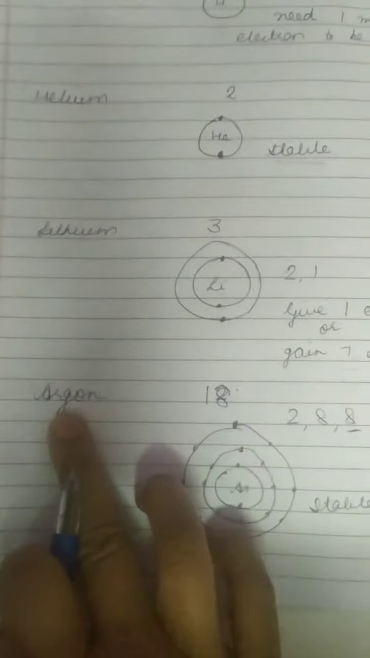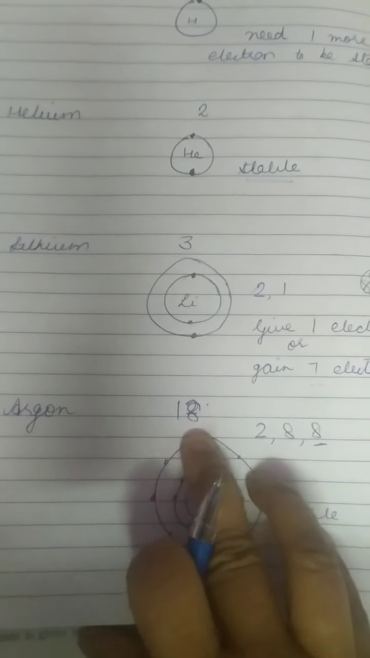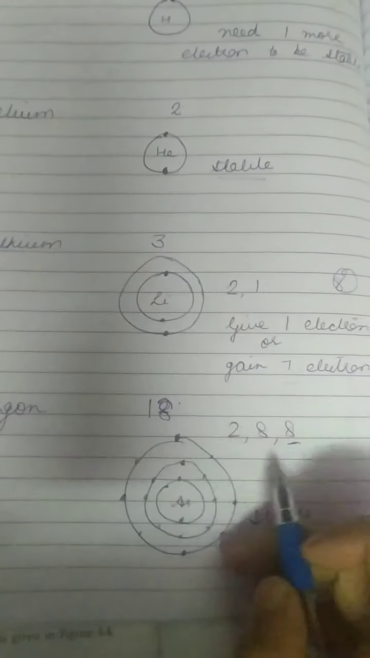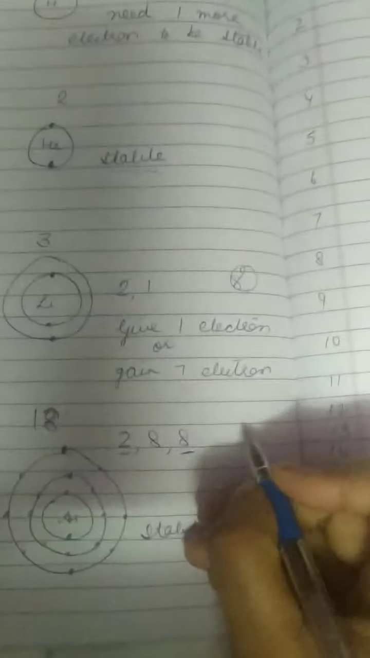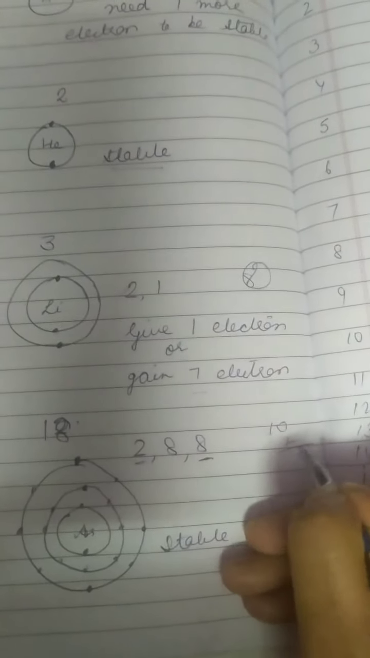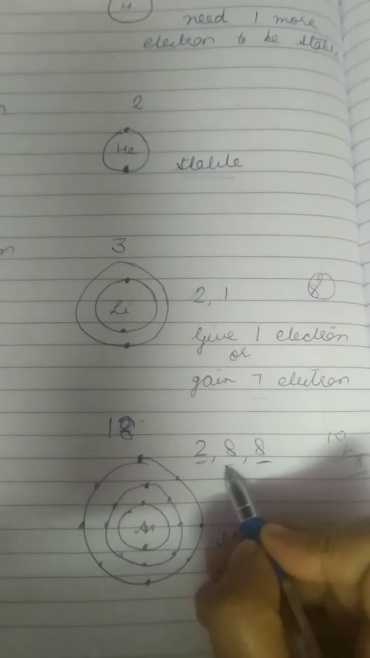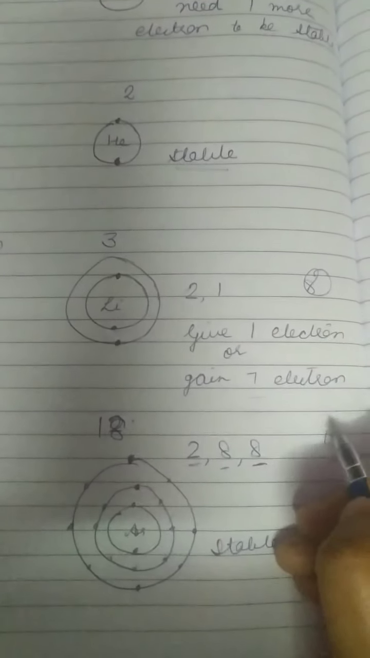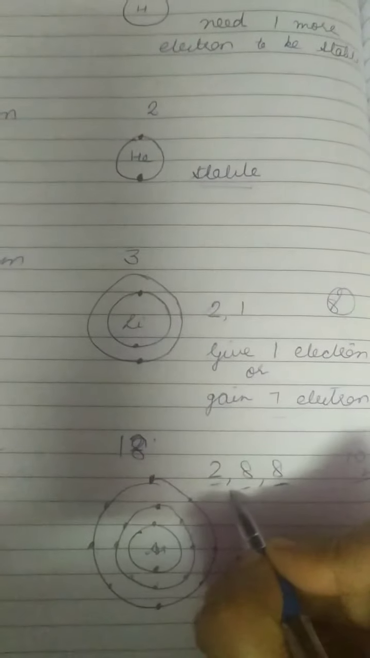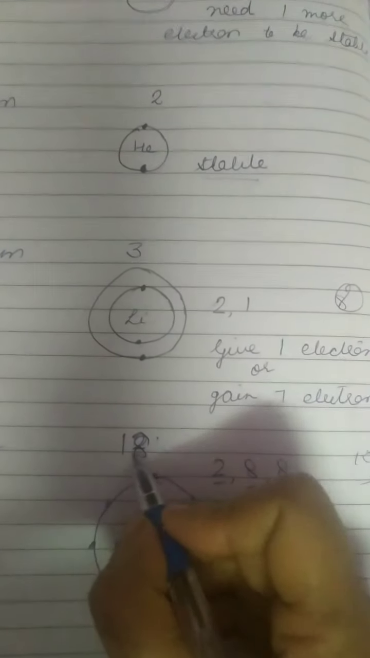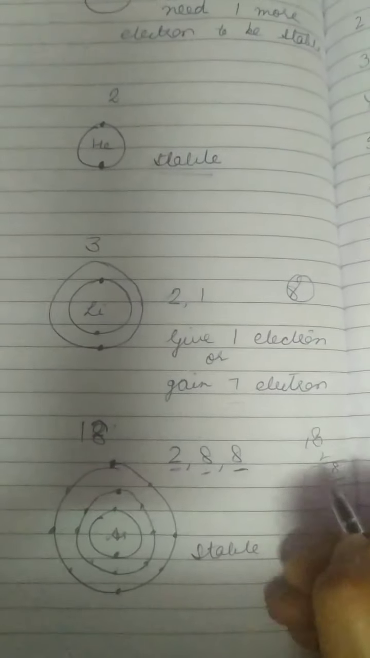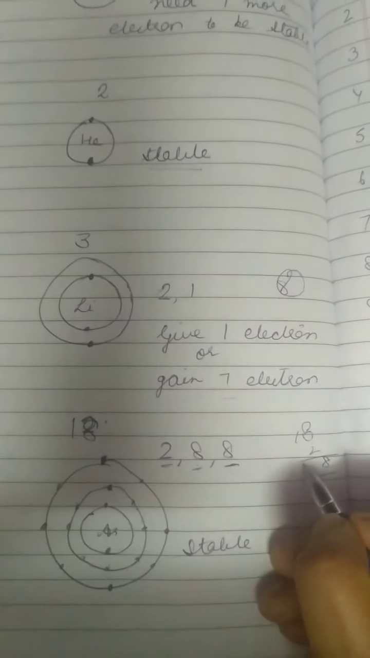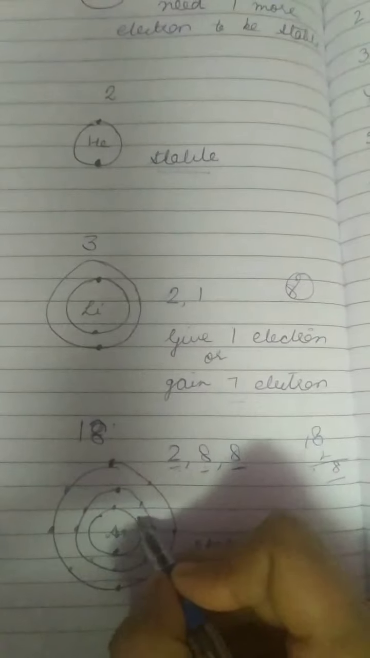Now come to argon. Argon has atomic number 18. Innermost should be 2. So from 10, if 2 is subtracted, 8 is left. So now it becomes 8. Out of 18, 2 plus 8 is 10. 8 more we needed, or better we will see 2 electrons already in the inner shell.